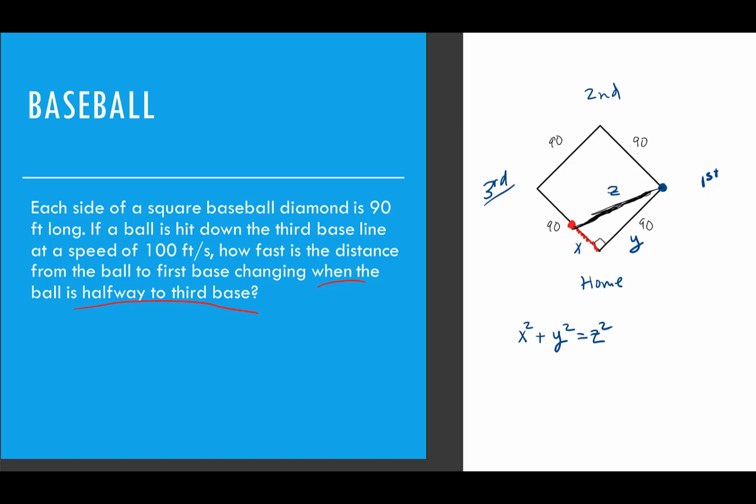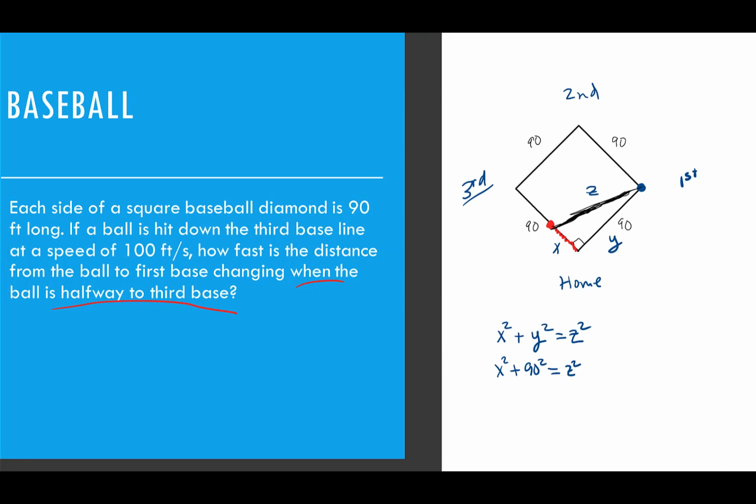What's the change in Z with respect to time? That'll change because our X values change as the ball is moving down the line. So we know X changes, and we know Z changes. But from home to first, that's always 90. So we can change our formula a little bit and call it X squared plus 90 squared is equal to Z squared.